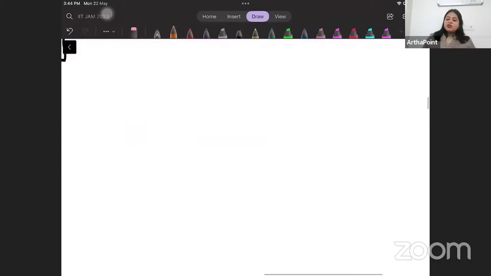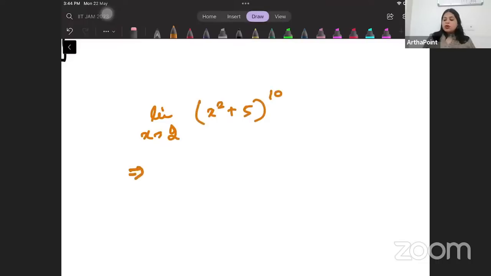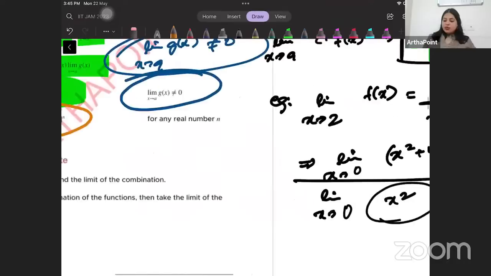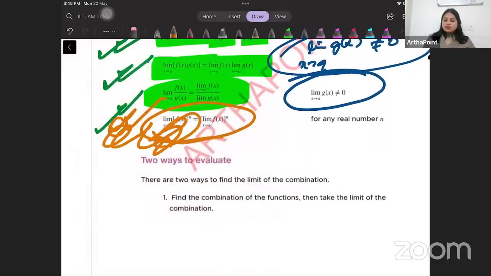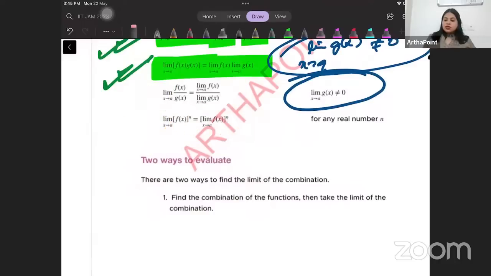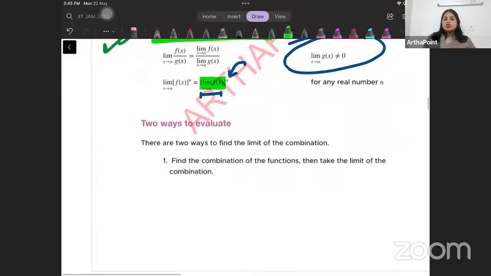So supposedly I tell you that I want to find limit x tends to 2, (x square plus 5) to the power 10. This is equal to (limit x tends to 2, x square plus 5) whole to the power 10. So the limit can go inside and then the power can be raised later, just like it is happening here. Limit has gone inside and then it is raised to the power. So this is also possible.